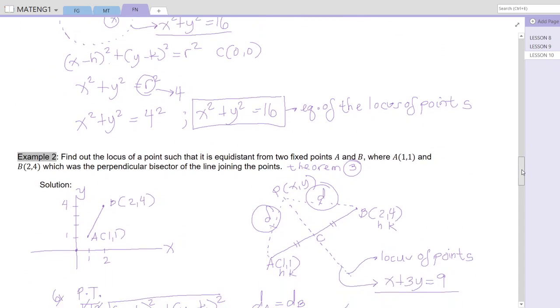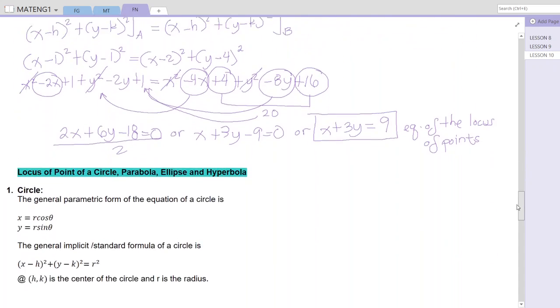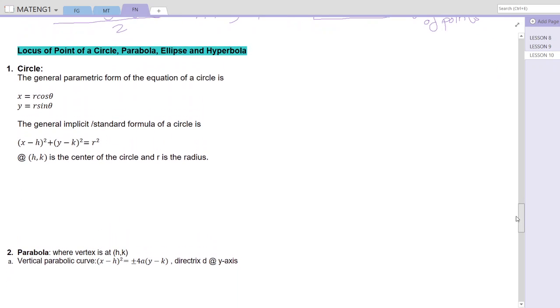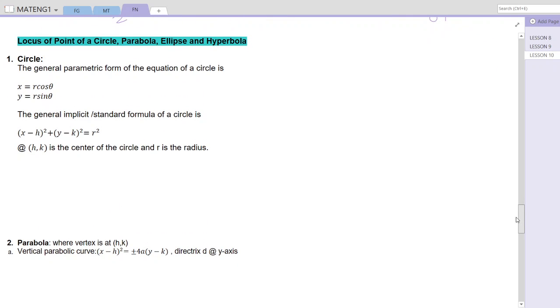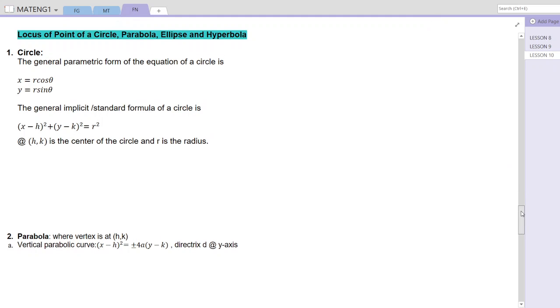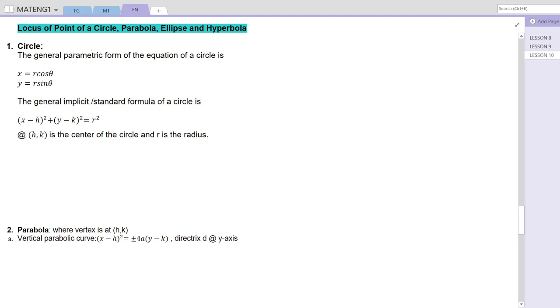Okay, so for additional notes, I have here included the locus of points of the conics, which are the circle, parabola, ellipse, and hyperbola. We just have to have the overview for this one. So for the circle, the general parametric form of the equation of a circle is x is equal to r cosine theta, and y is equal to r sine theta. So x there is the abscissa, and y is the ordinate.